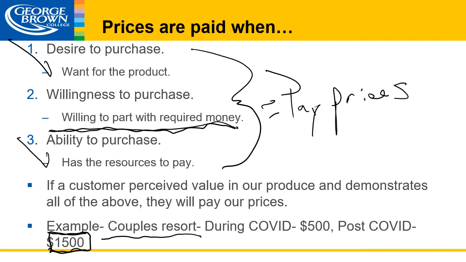So there is a bit of an appraisal that customers go through when deciding whether they're going to pay the prices. They've got to see a net value initially. They have to have a desire to purchase something, a willingness to purchase it, and the ability to purchase it. When all three things exist, and assuming they see value in what's being offered, they pay prices. If any one of those things is missing, they do not pay prices.